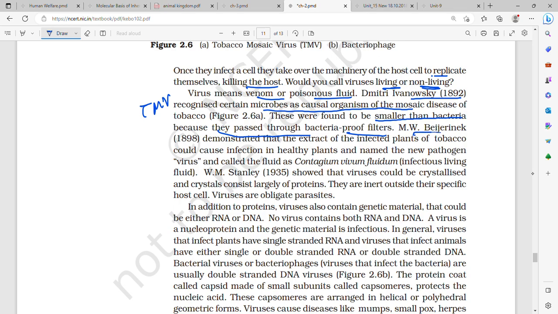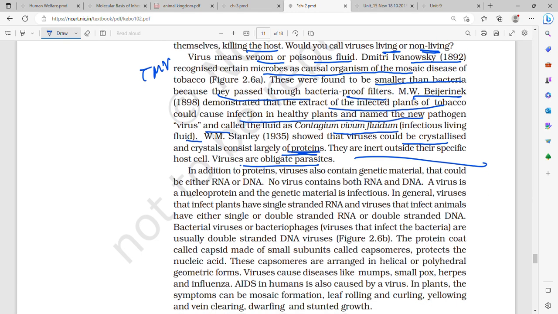Then in 1898, M.W. Beijerinck demonstrated that the extract of infected tobacco plants could cause infection in healthy plants, and named the new pathogen virus and called the fluid Contagium vivum fluidum, infectious living fluid. Then W.M. Stanley in 1935 showed that viruses could be crystallized, and the crystals consist largely of proteins, inert outside the specific host cell.